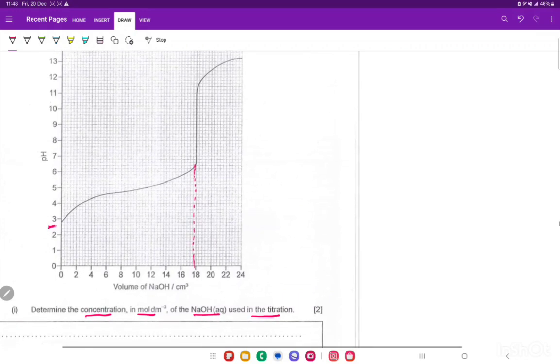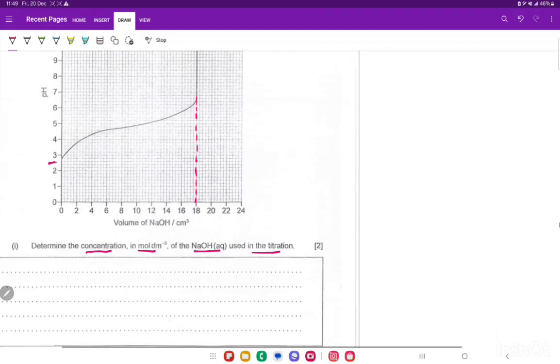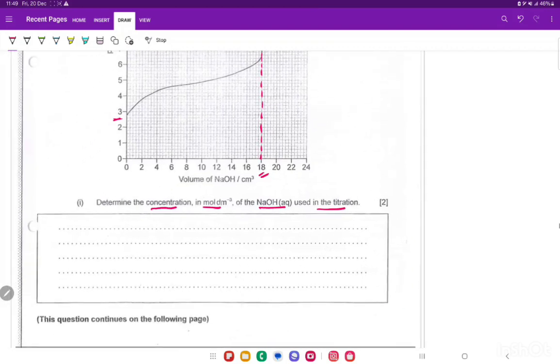The volume of NaOH I require for this will be around 18. I think it is 18. Yes, 18 will be the volume of NaOH. You draw a line from the equivalence point range, which corresponds to the point of neutralization, and the point of neutralization will require 18 cm³ of NaOH.